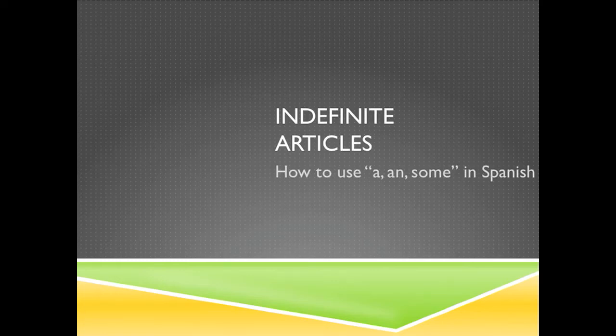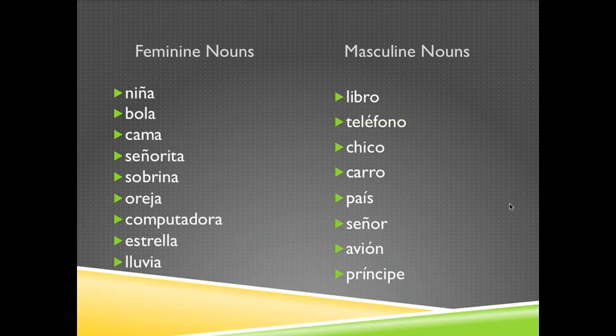This is a lecture on indefinite articles, or how to use a and some in Spanish. Before we start talking about the articles, here are some actual examples of Spanish nouns. In Spanish, nouns can be considered either feminine or masculine. So they have gender, and you're able to note this by looking at the word endings. So look at these examples real quick.